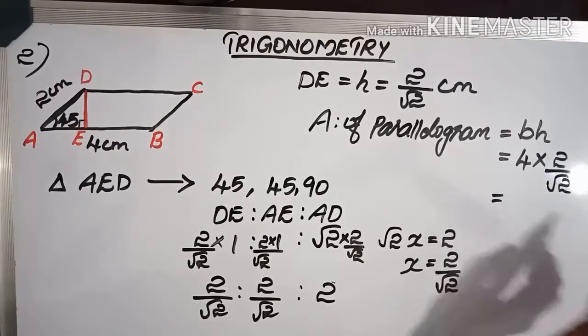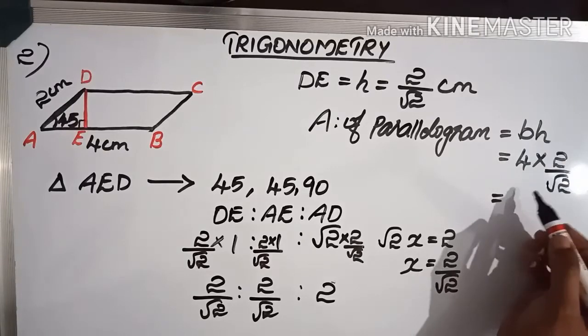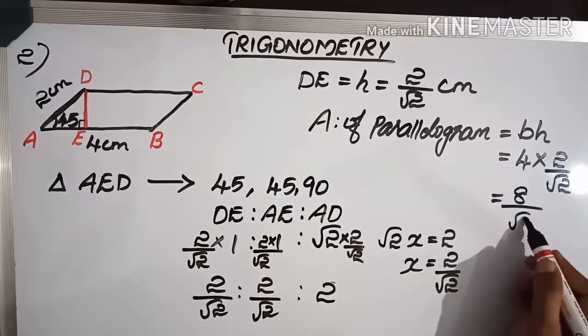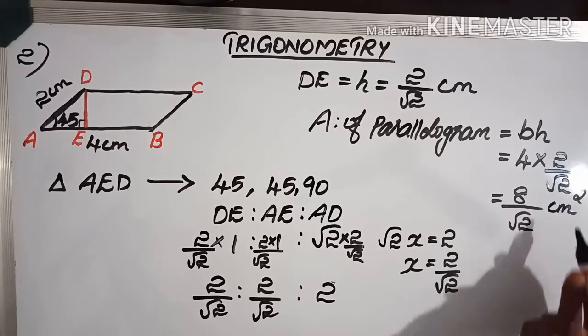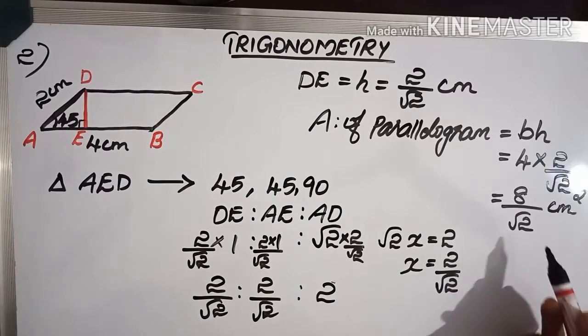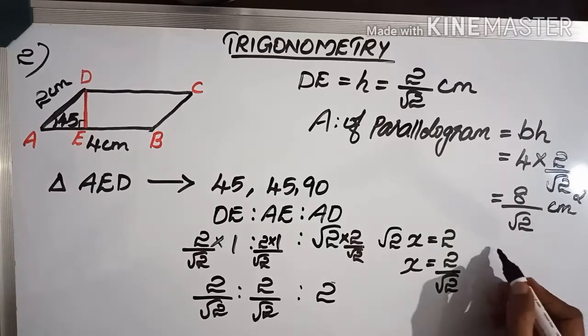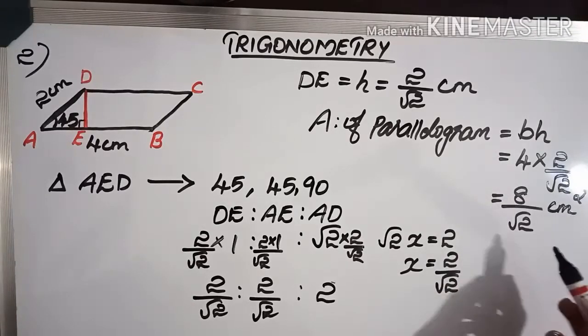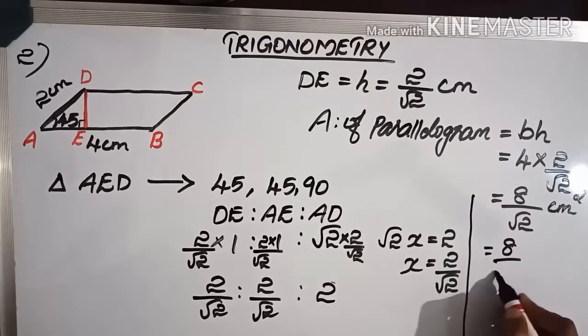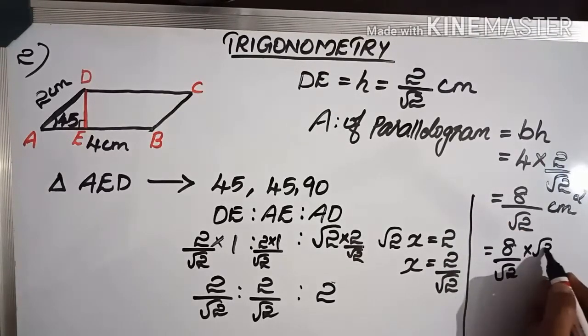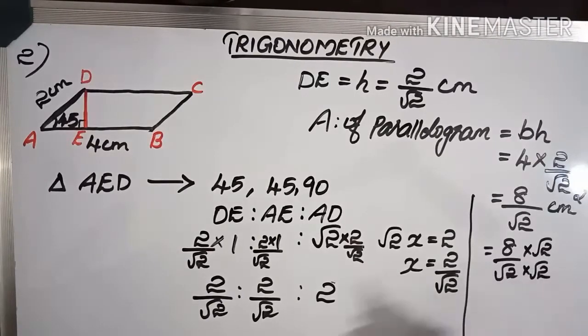Okay, now in order to get the final answer, what can we do? 4 into 2, 4 twos are 8 by root 2. Okay, 8 by root 2 centimeter square is the area of the parallelogram. Either you can write this answer like this or you can remove this root 2. So in order to avoid a root value in the denominator, we can multiply the numerator and denominator with root 2.